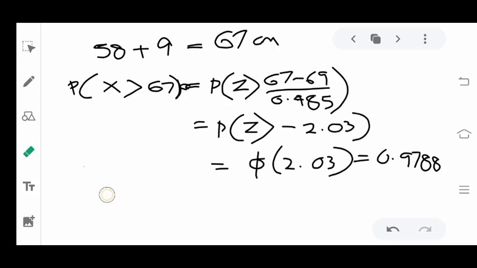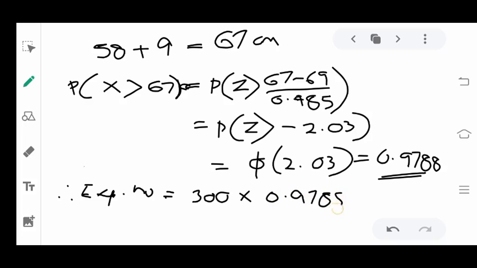And now it's our turn to find the expected number of desks which are fit for Jodu. There are a total of 300 desks. Out of 300 desks, the number suitable for Jodu, with a probability of 0.9788, is 300 times 0.9788, which is 293.6. Approximately 293 desks are fit for Jodu.